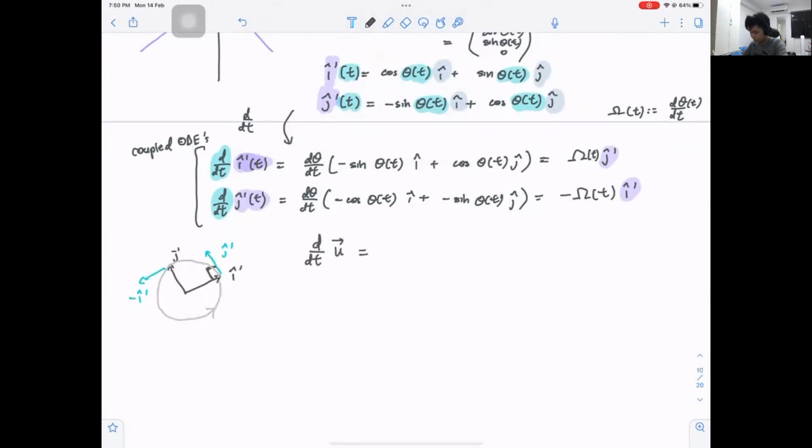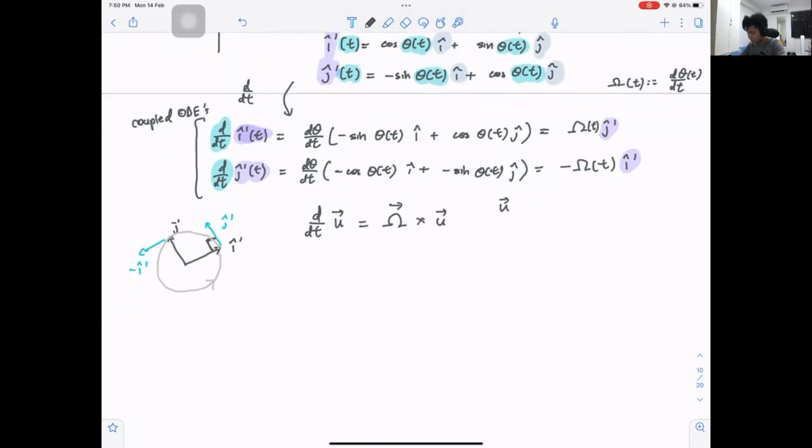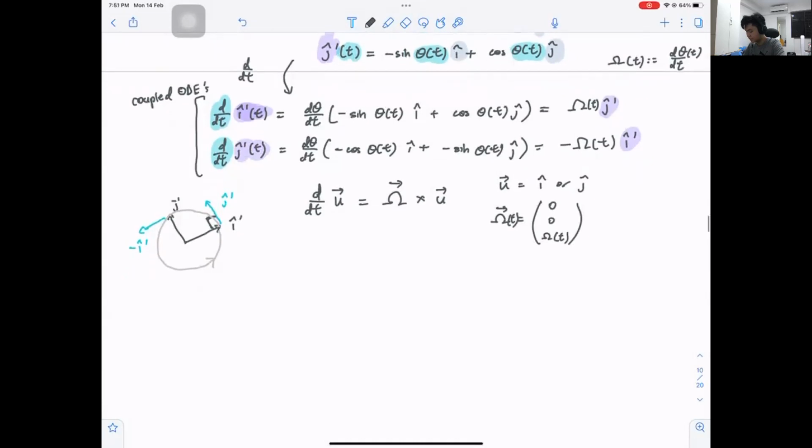So we introduce a vector u, and introduce a vector omega. Don't be too afraid, we haven't defined what these things are. So the u vector equals either i or j, and the omega vector equals the vector with components 0, 0, and omega of time. This one is a vector that depends on time as well. In a sense, this is a differential equation, because it involves itself. We see a cross product over here. If you are not sure of the cross product, you can check out my H2 math video on the cross product.